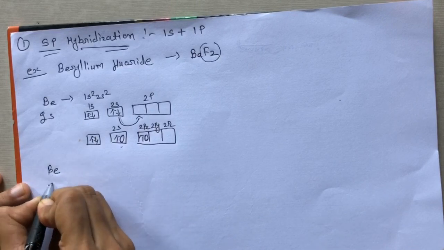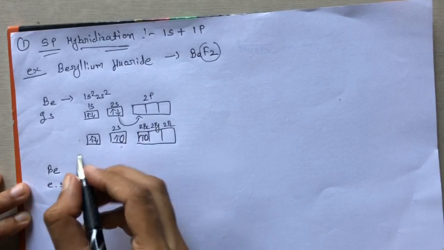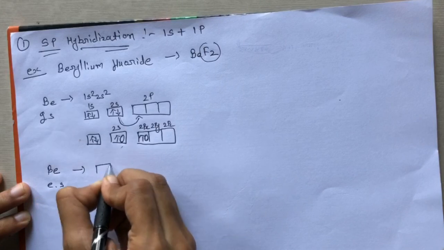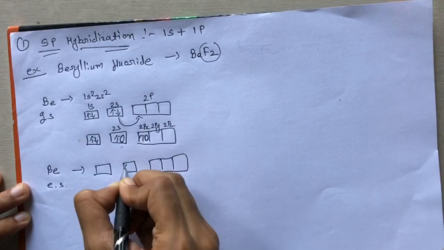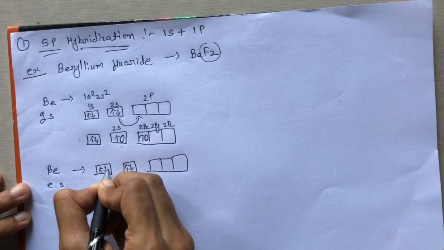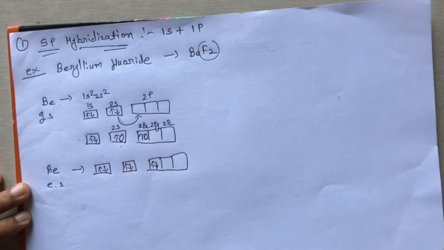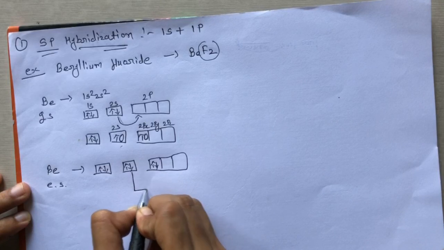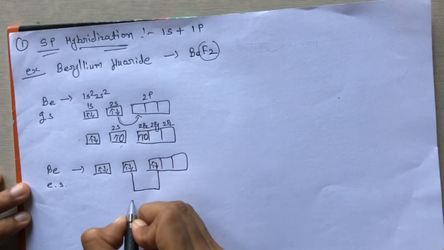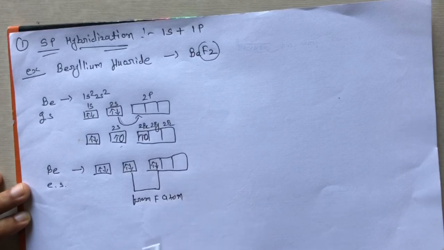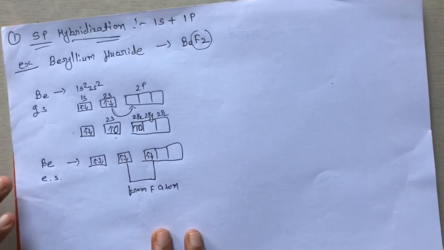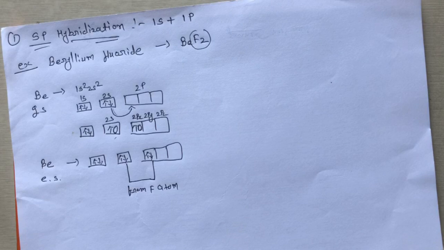Beryllium in excited state, so it looks like this, right? So these are the electrons from F atom, beryllium atom in BeF2. So now there are 2 half-filled orbitals, each having single unpaired electrons, right?